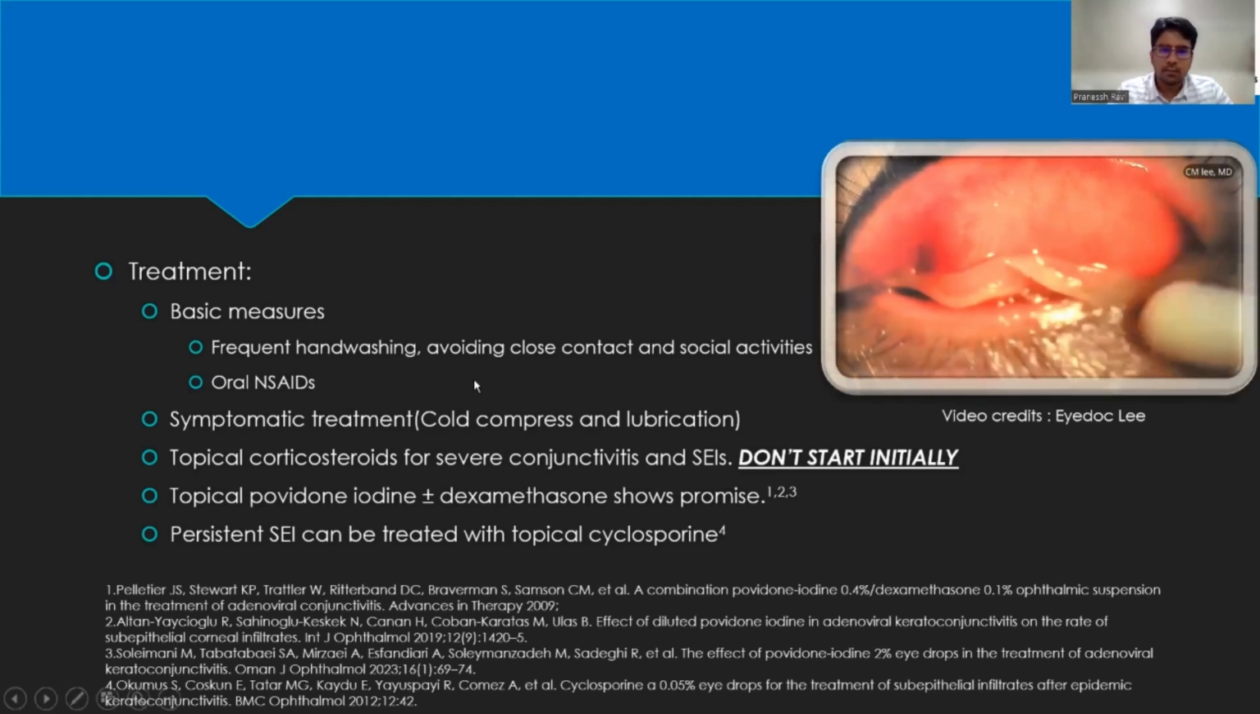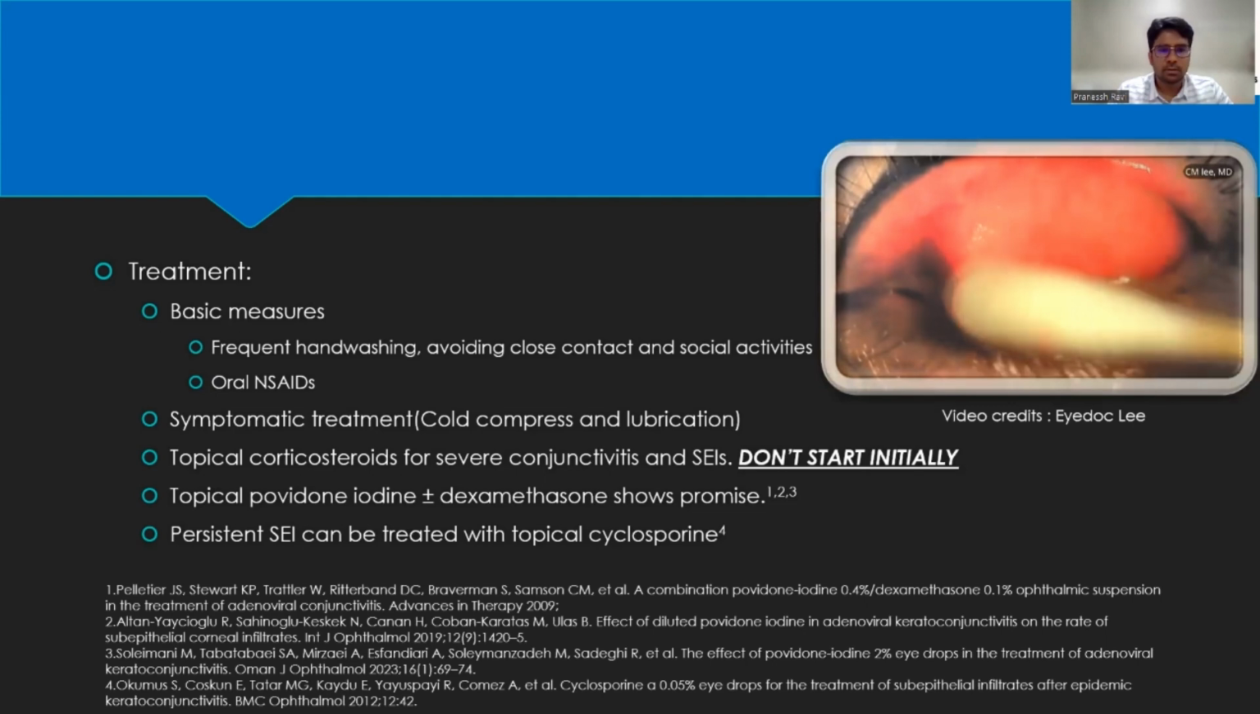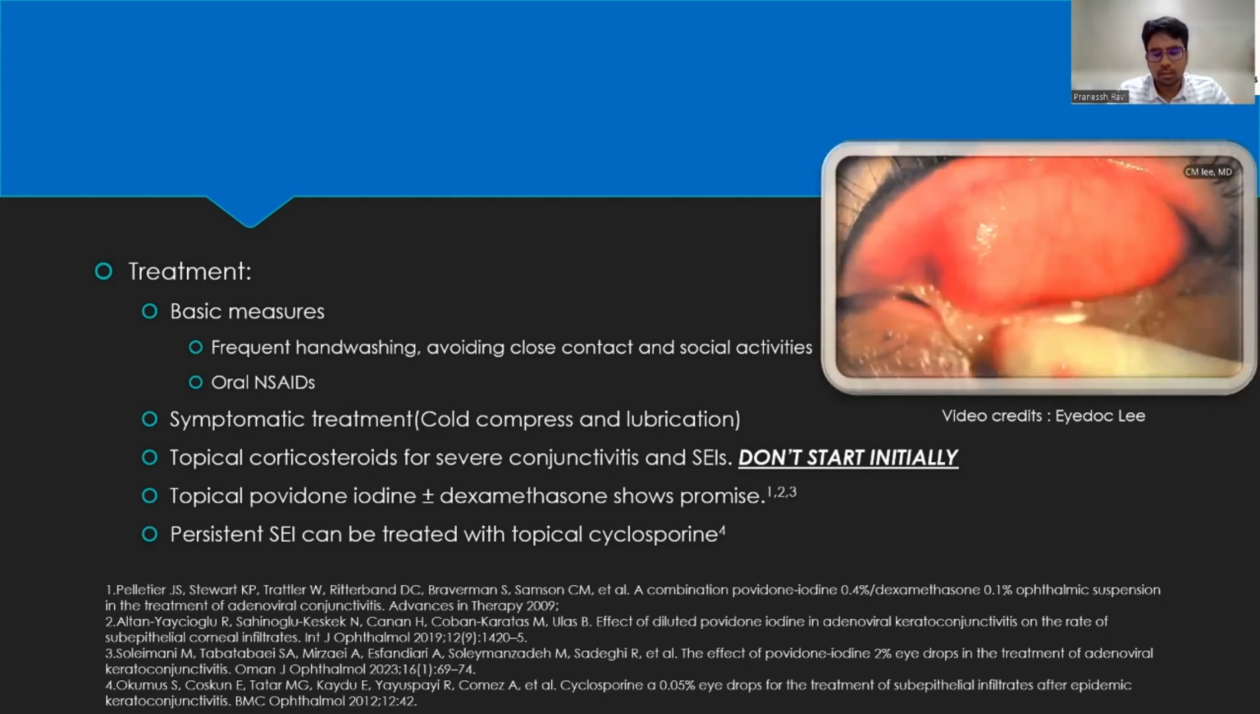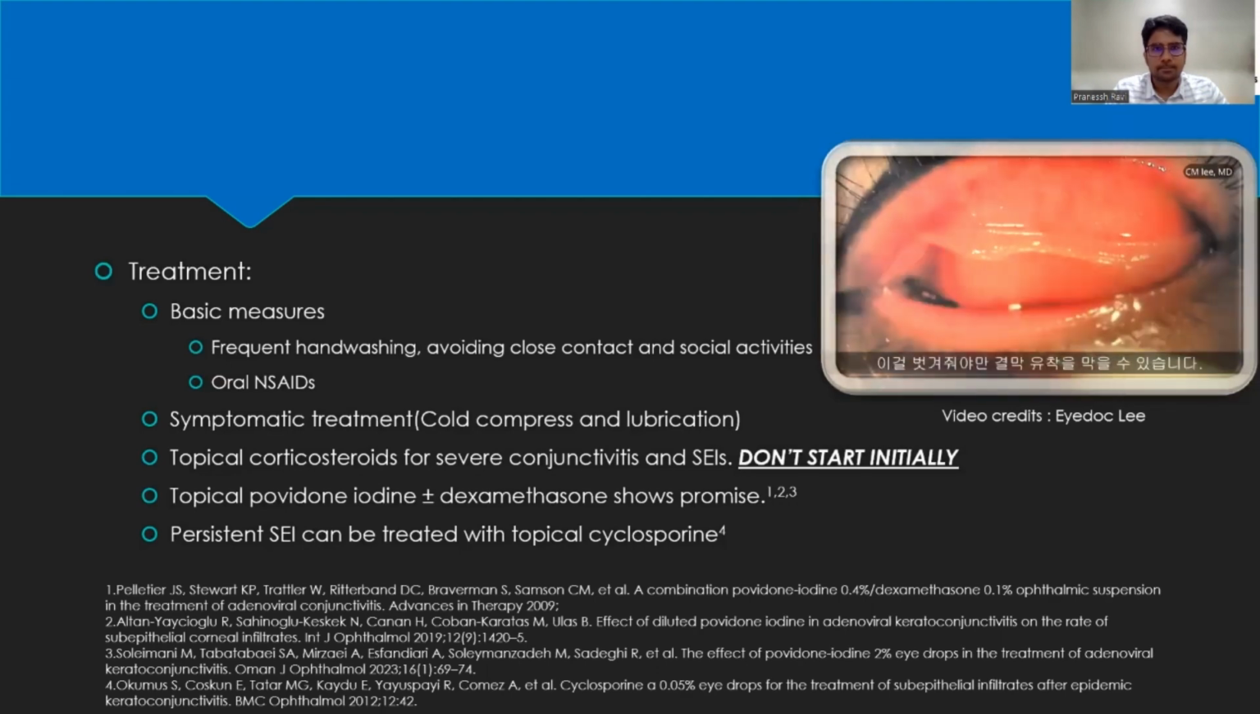Topical povidone iodine with dexamethasone shows promise. There are various studies which have studied this combination and have found that it has reduced the total disease period in patients with epidemic keratoconjunctivitis. In case of persistent subepithelial infiltration, you can switch steroids with cyclosporin. And usually in these cases, the disease will self-limit itself, mostly within a period of 1 year.